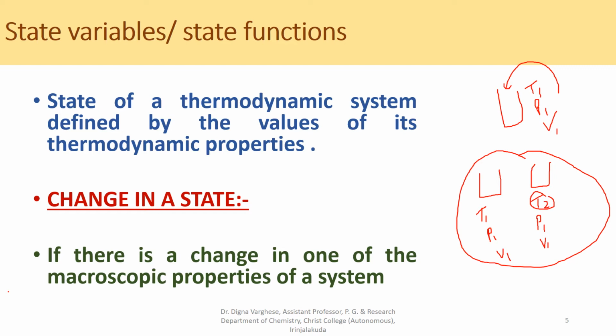State variables are the variables of a system. Their values determine the state of a system. Such variables are known as state variables or state functions. If there is a change in any one of the macroscopic properties of a system which define its state, then the state of the system is said to be changed.